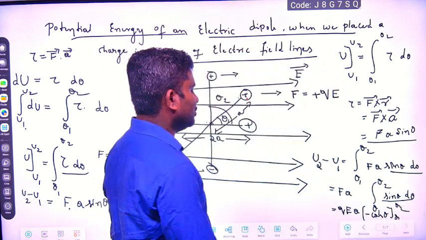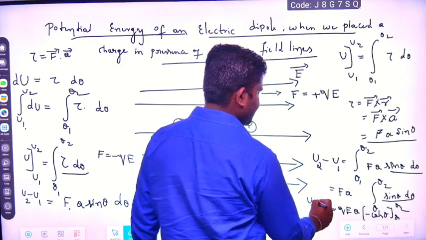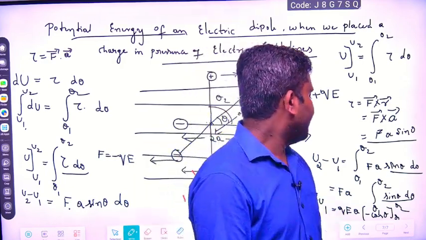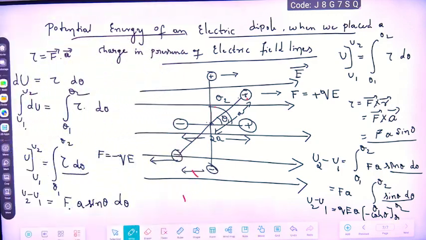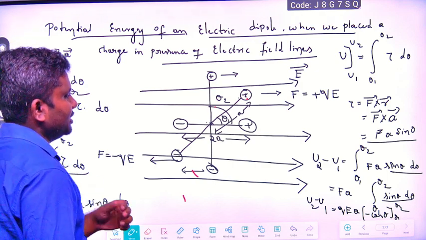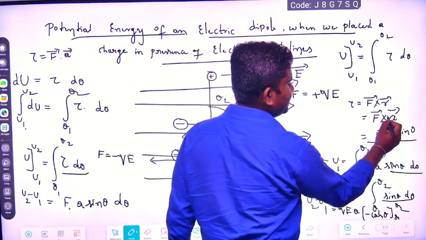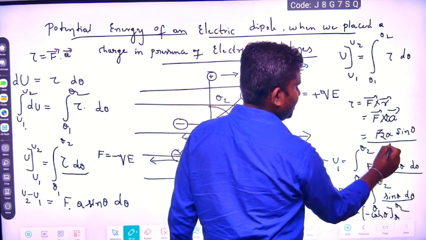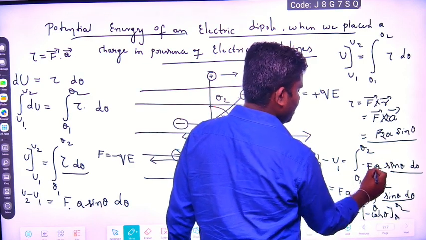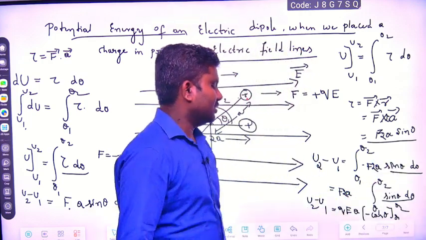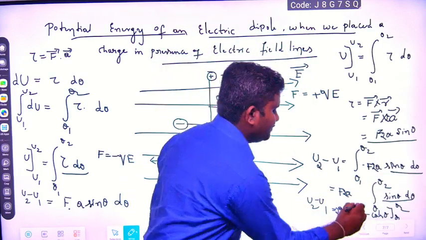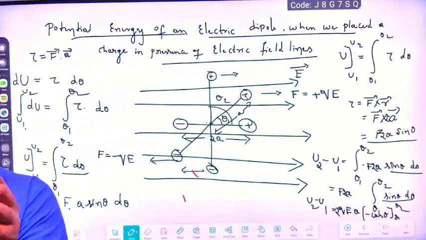What you need to do is apply limits. Just write it down. The total distance we need to take now is for a dipole. Total distance, this is not just A, this is 2A. F into 2A. Now we will get 2QE, because you need to take the total distance for a dipole.